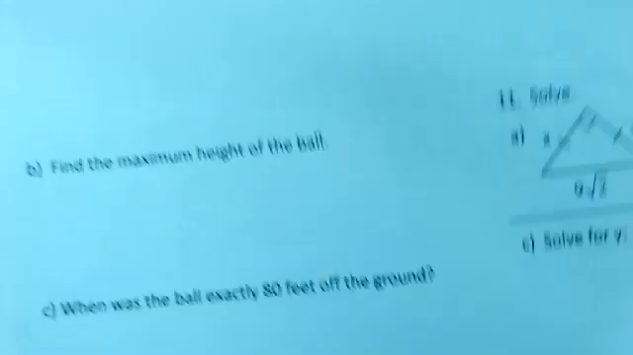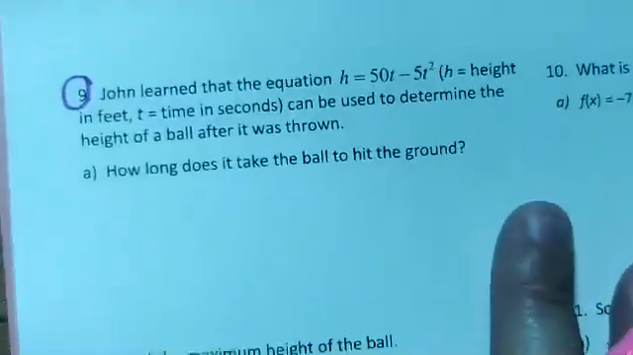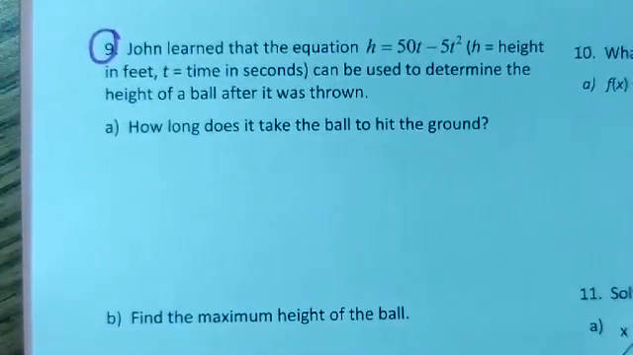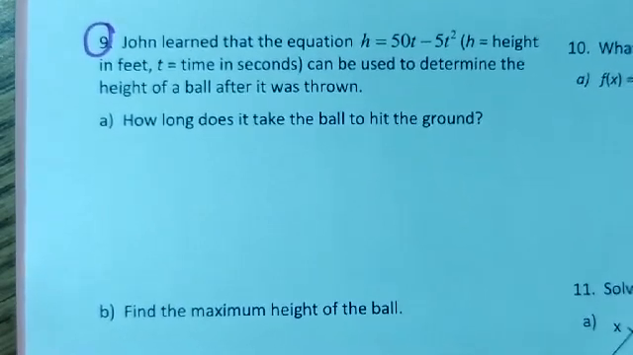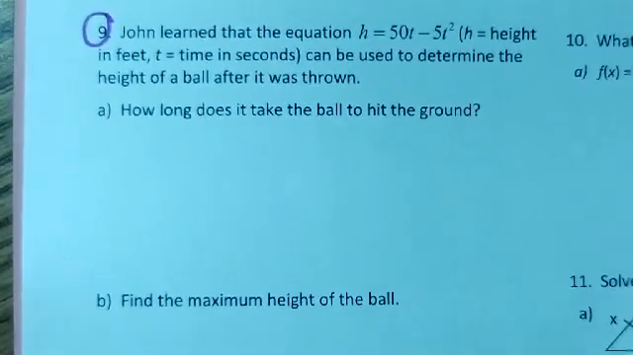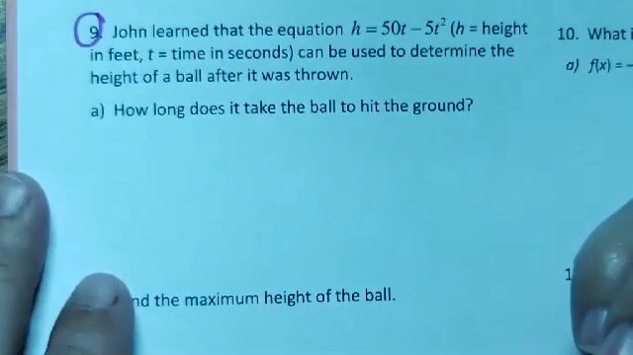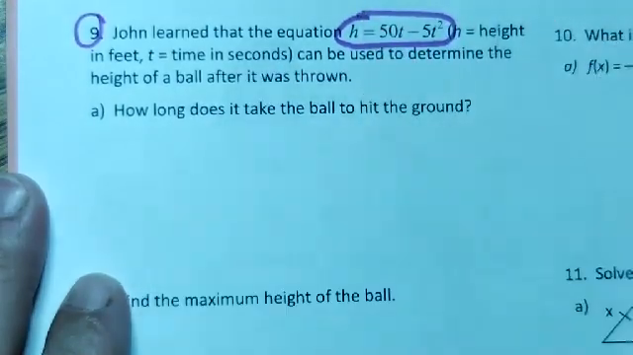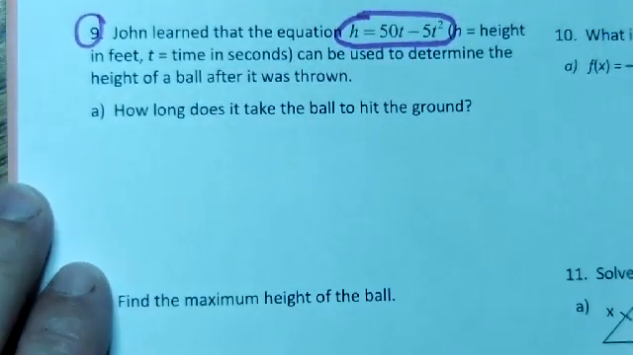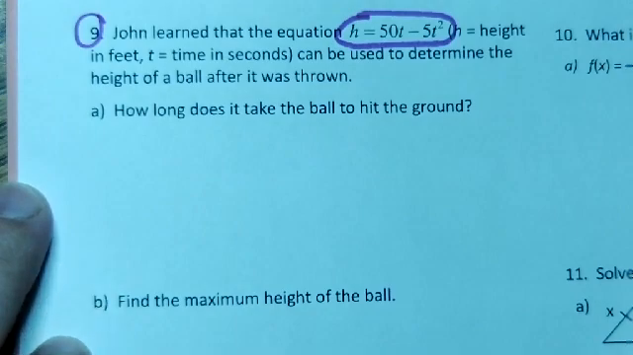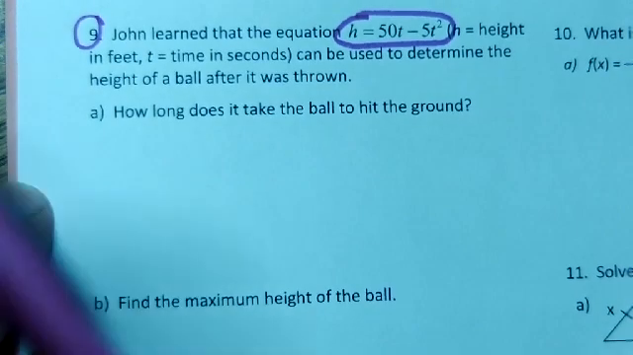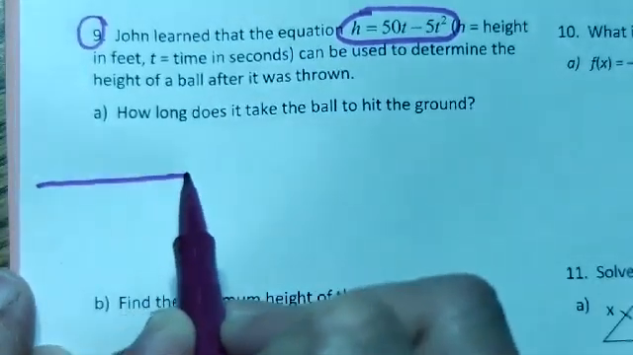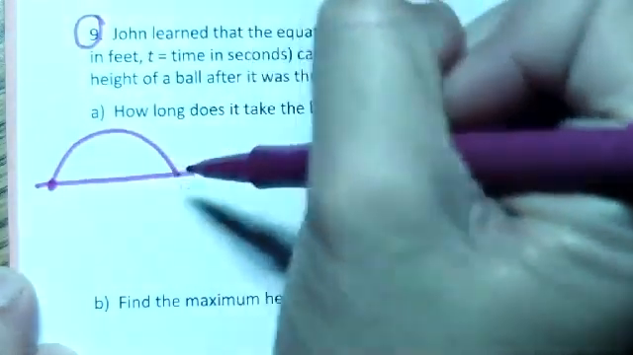On to number 9. Now, number 9 is actually a review problem. This was from the unit before we left school, but I did want to go over it. John learned that the equation h equals 50t minus 5t squared, where h is the height and t is time, can be used to determine the height of a ball after it was thrown. Now, I always draw a picture. So I have this ball being thrown, like that.